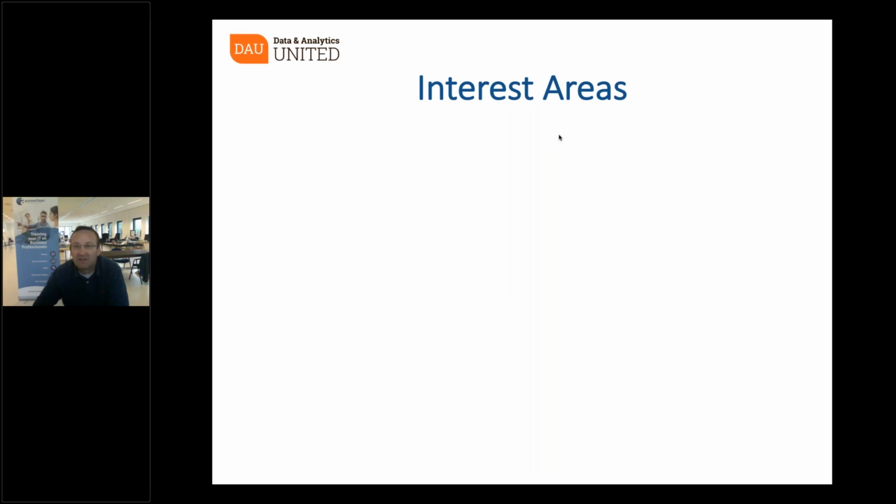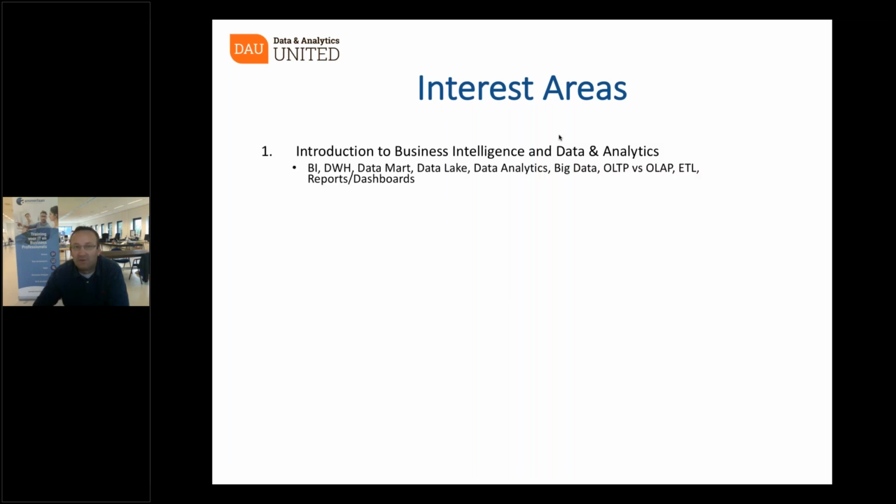There are six chapters in there. The first will focus on the introduction to business intelligence and data analytics. And here under this line, you see all kinds of BI: data warehouse, data mart, data lake, data analytics, big data, OLTP versus OLAP. Maybe the terms don't say you anything yet, but these are all aspects that are in a business intelligence environment.